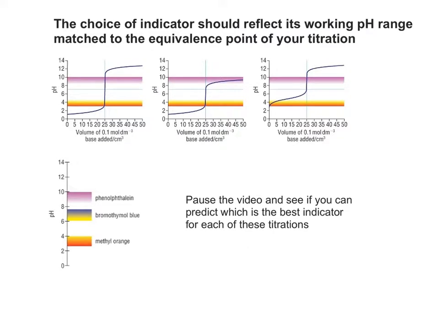So now would be a good time to try a bit of thinking here. If you pause the video, see if you can decide which indicator is best for each of those three titrations. The first one should have a best choice of bromothymol blue, because the working pH range of bromothymol blue is from 6 to 7.5, as you can see. And the middle part of the equivalence point matches that value.